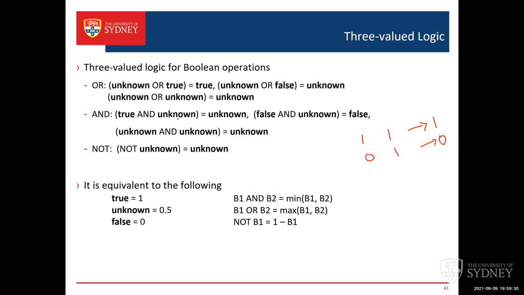Now since we have this unknown, which is 0.5, think about what happens if I have 0.5 and 1. Since we take the minimum, it comes up as 0.5, which means unknown. That one will always come up as unknown. Think about 0.5 and 0. What will be the output? 0. That simply means it will be false. False means zero, and with 0.5 the minimum is 0, so that one will be false.